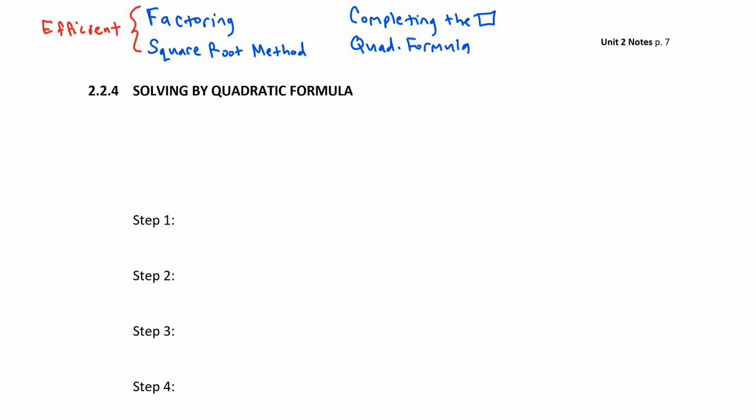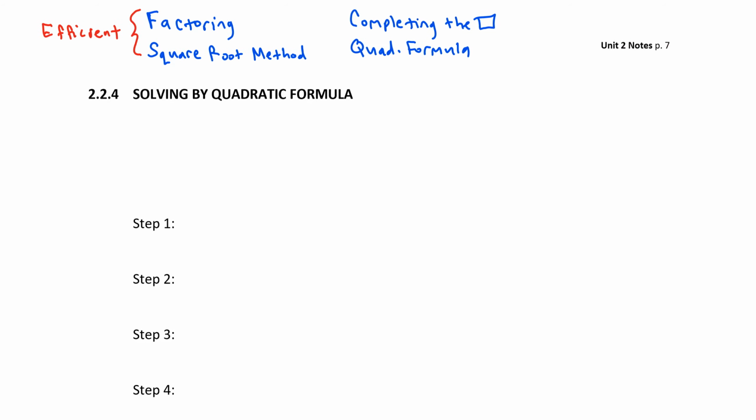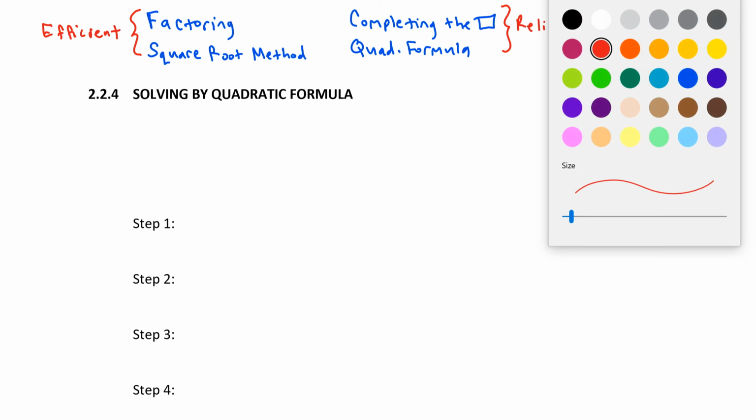Some quadratics don't factor, and some quadratics have that linear term where you can't apply the square root method. The last two methods, completing the square and the quadratic formula, they work on every single quadratic equation there is. So they are reliable. In some cases, we want to go for the fast, efficient solution with factoring or square root method. If those fail, then we can always rely on completing the square or the quadratic formula.